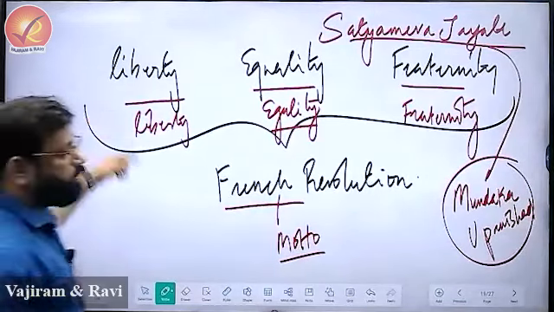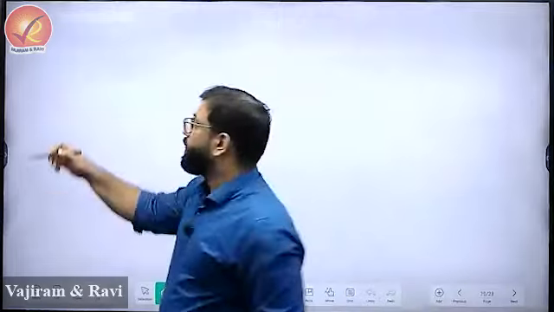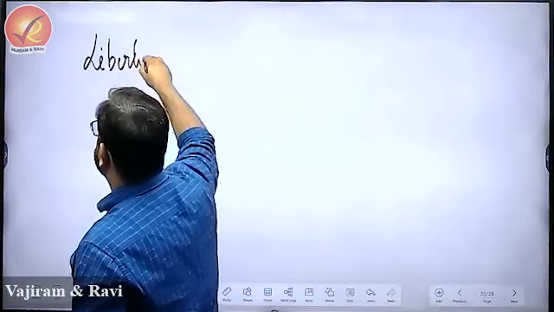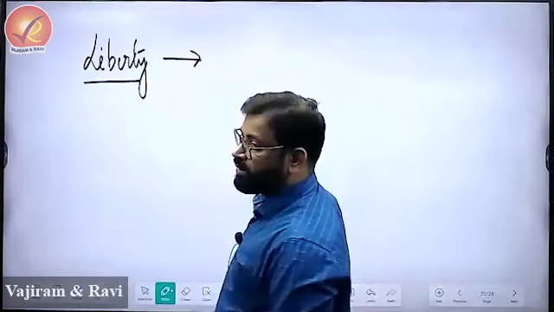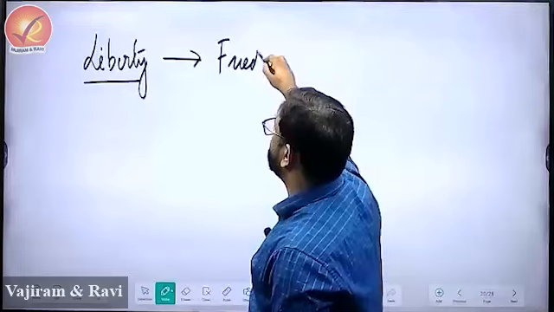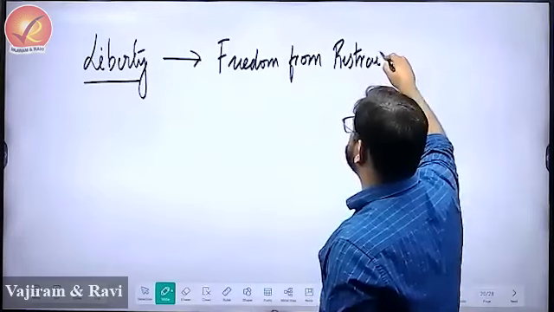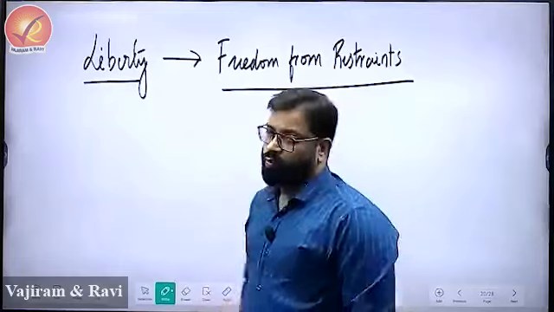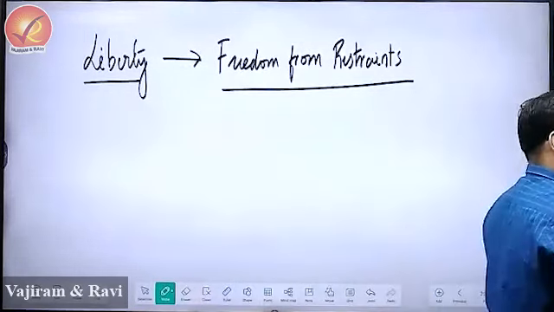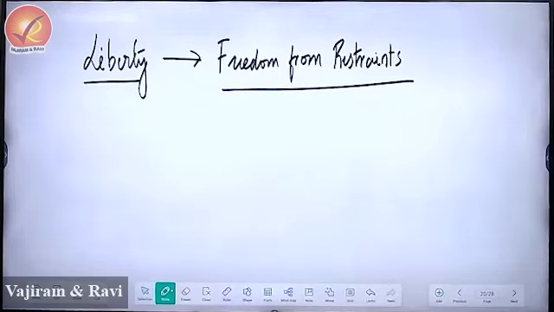So let's look at the first term, which is liberty. What is liberty? Liberty is freedom from constraints or restraints, which is the absence of restrictions. Is there an absolute absence of restriction? No, there is nothing absolute. Complete liberty, absolute liberty, means no liberty.